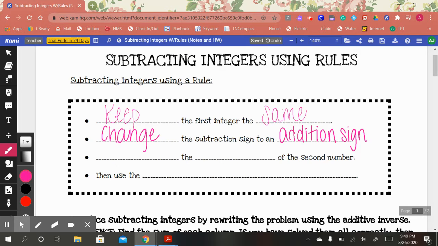All right, so we keep the first integer the same, change the subtraction sign to an addition sign. And then the last step here is we are going to change the sign of the second number. What I mean by sign of the second number is if it's positive, we're going to change it to negative. If it's negative, we're going to change it to positive, additive inverses. After we have finished keep, change, then we will use our integer addition rules to solve and find an answer.